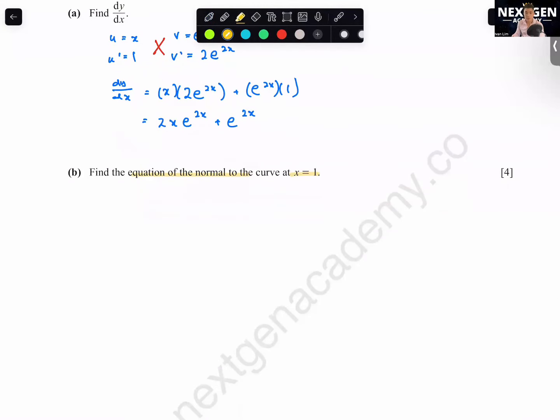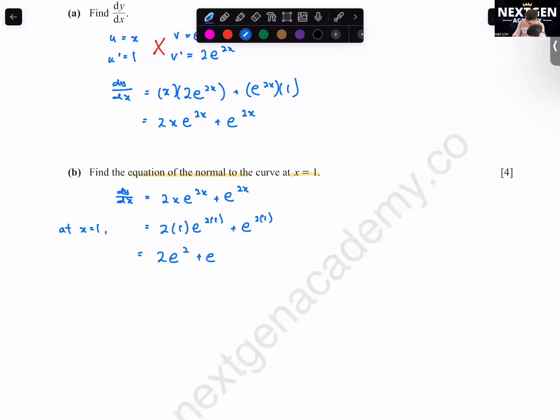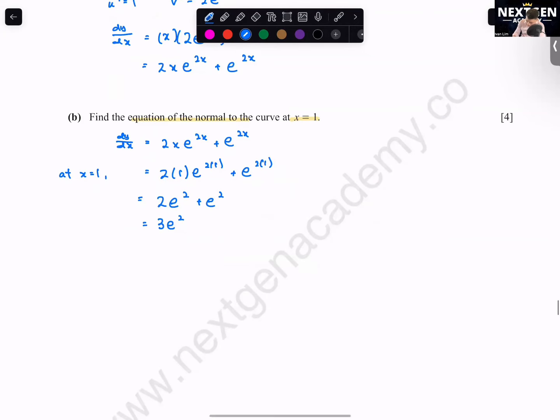Equation of the normal means I need to find my gradient first, then the gradient of the normal, and find my y, then put into the straight line equation. So our dy over dx was 2x e to the 2x plus e to the power 2x. X equals 1, let's substitute this in. 2 times 1, e to the 2, plus e to the power 2. We will get 2e squared plus e squared, which is 3e squared. This is my gradient. Then the gradient of the normal.